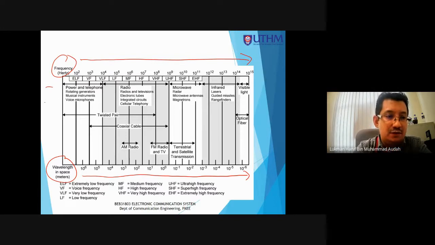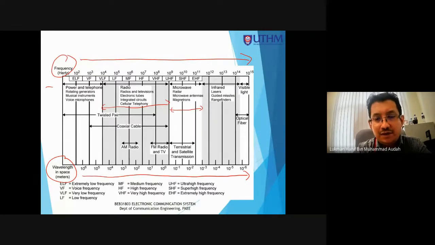So you see that for low frequency, di sini ada power and telephones applications, rotation generator, musical instrument, voice microphones, and radio frequency adalah dalam julat yang ini, radio frequencies. So radio frequencies ini yang kita gunakan untuk transmission menggunakan gelombang electromagnet. Okay, until here is ultra high. So here is a microwave signal, which is for the radar, microwave antenna, magnetrons.